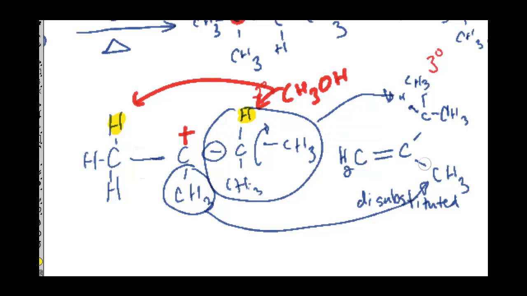Basically disubstituted means that each of these hydrogens on the other bond on the left side weren't replaced, but these hydrogens now are carbon-containing compounds. There are two of them that have been replaced, so it's disubstituted.